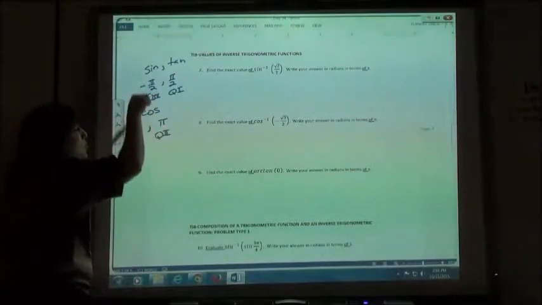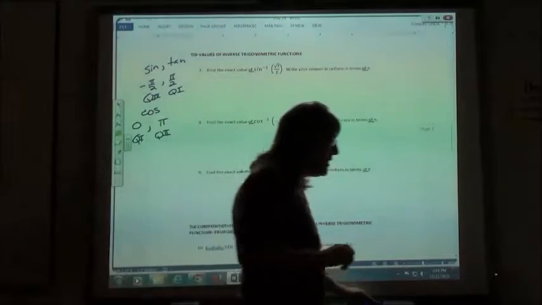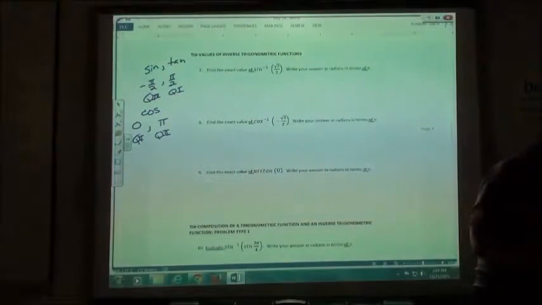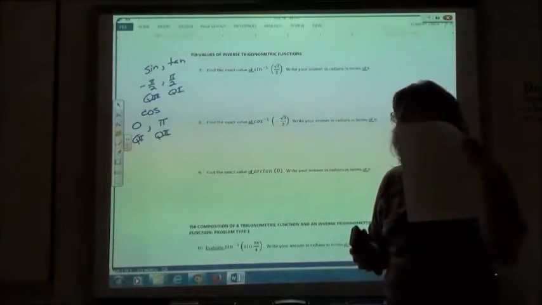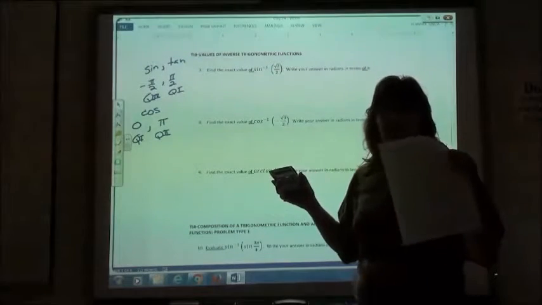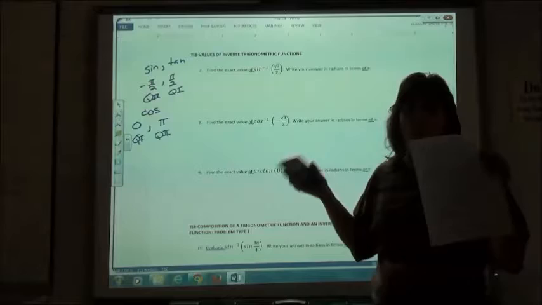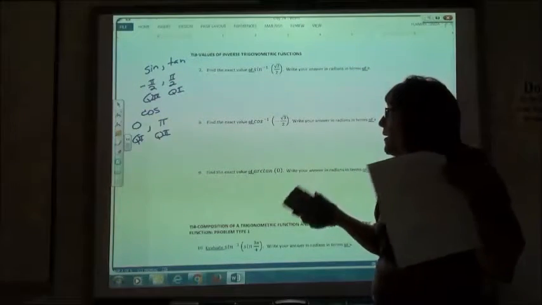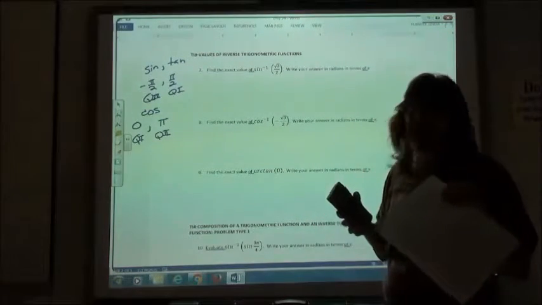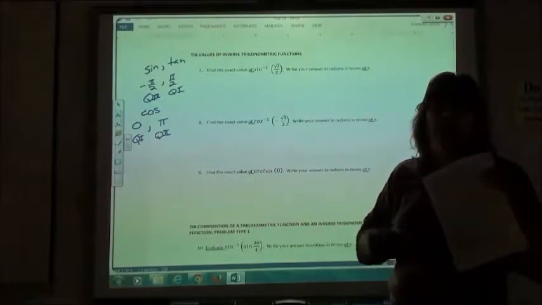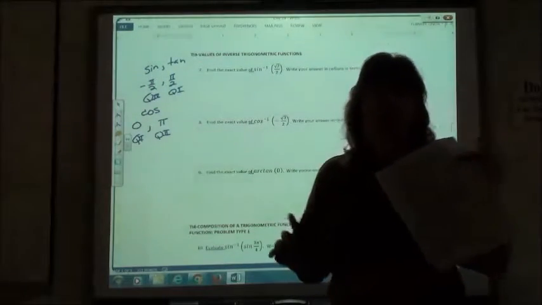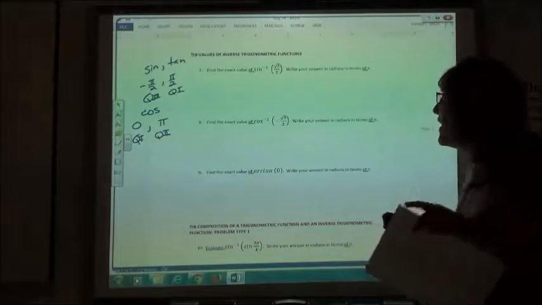Now your calculator knows this, but if you're using the table, you got to make sure you're looking at the right spot. Because sine is positive in 2 different quadrants, we're going to use the one from quadrant 1. Tangent is negative in 2 different quadrants. We're going to use the answer from quadrant 4 and then make sure we use the negative reference angle.